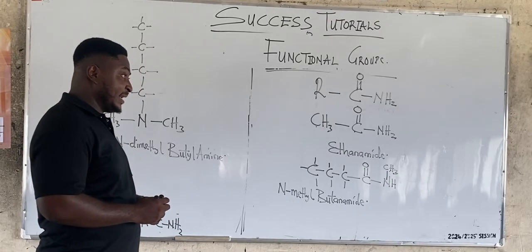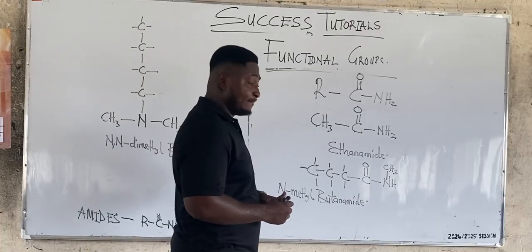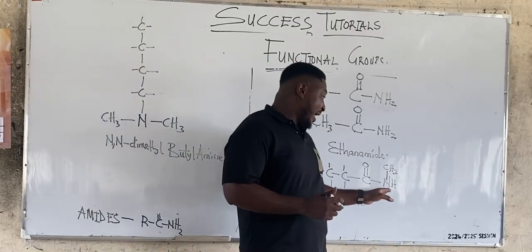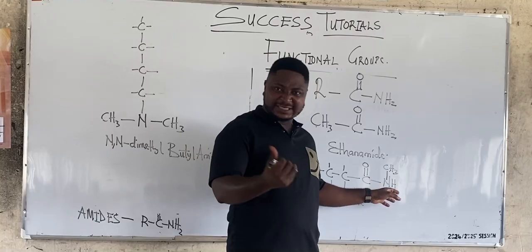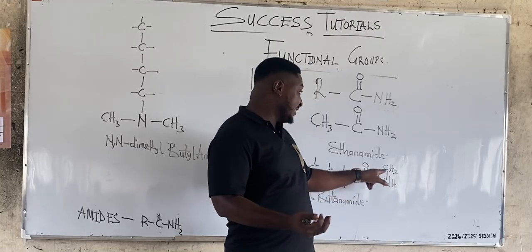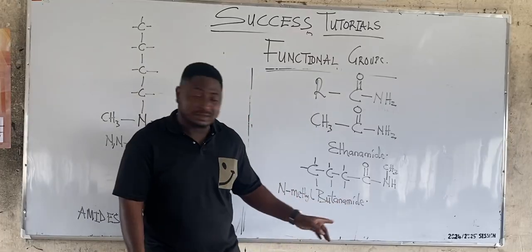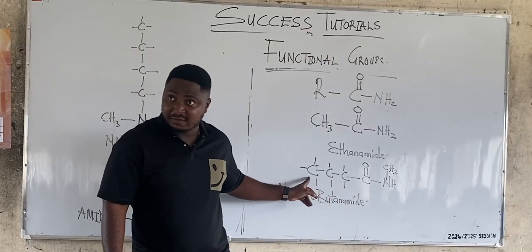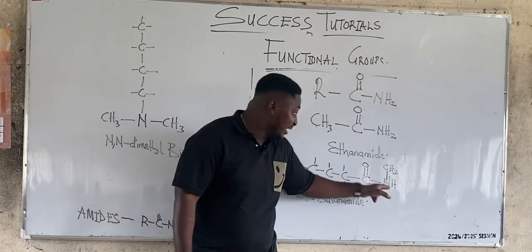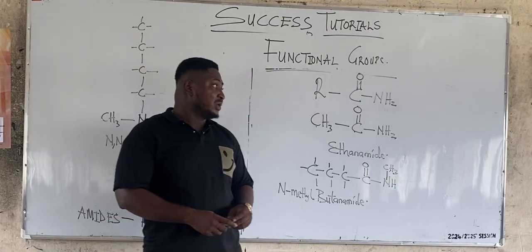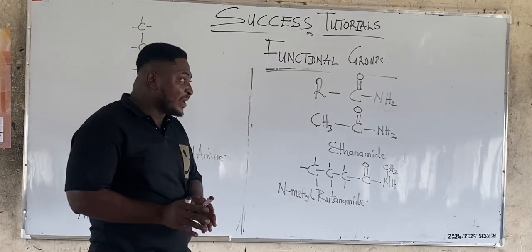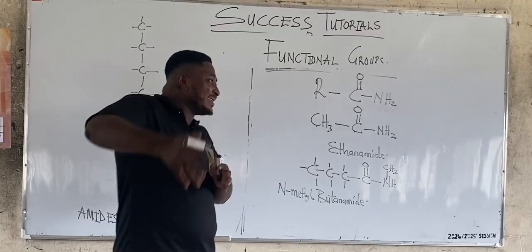N-methyl butanamide. I think that N will not be too surprising to you. You know what N is? This CH3 is attached to N, so N-methyl. Now, why is it butanamide, class? 1, 2, 3. The main chain that is attached to the main carbonyl and N is 4. So the longest chain is the main parent name. Every other carbon attached to that N is a branch.